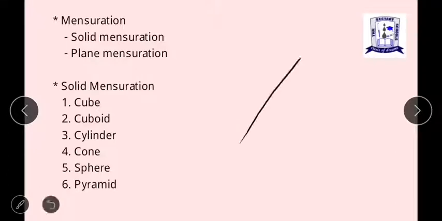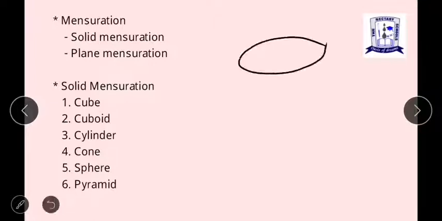Triangle, for another example, is also a plane shape. We can see all the edges that are formed as a result of the lines meeting together. So plane mensuration deals with plane shapes, while solid mensuration deals with what? Solid shapes. Solid shapes, on the other hand, are shapes whose whole body cannot be presented on a plane surface.